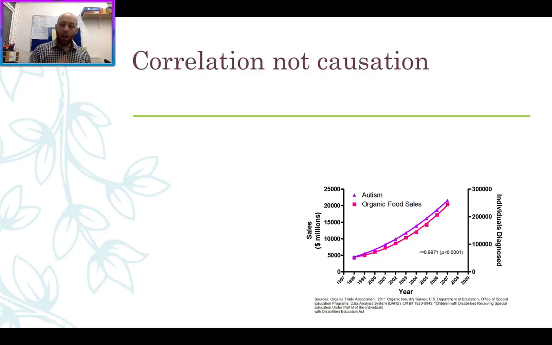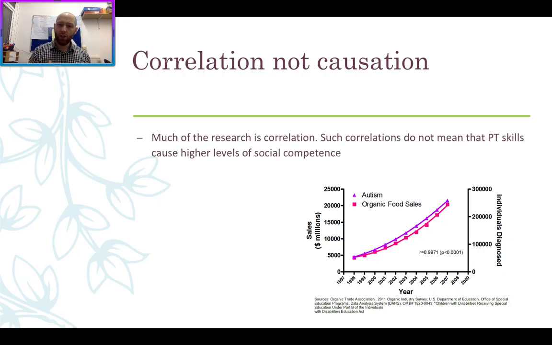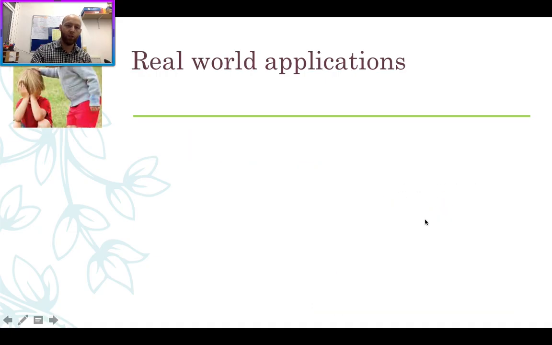Okay. However, we have to be careful. Correlation doesn't always mean causation. So much of the research is correlational. Correlations do not mean that perspective-taking skills cause higher social competence or pro-social behaviour. It may be the other way around. So you may have higher social competence and that's why you develop better perspective-taking. And a nice little correlation here is between autism and organic food sales. We've got to be careful which way around this relationship goes, or even if it is a relationship at all.